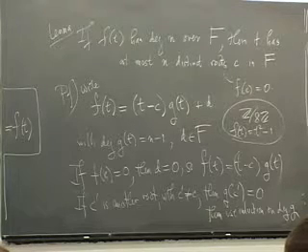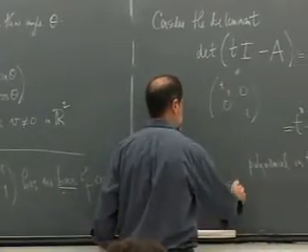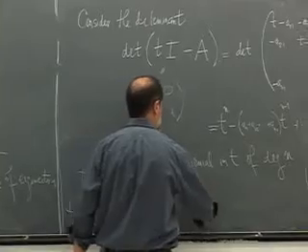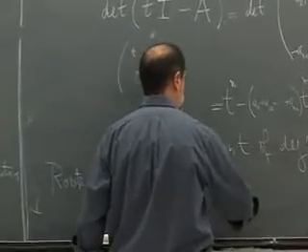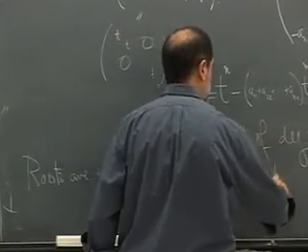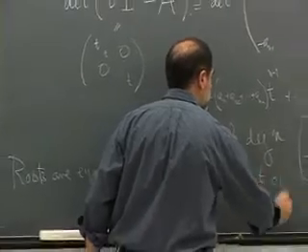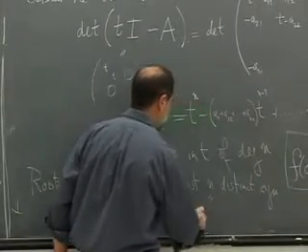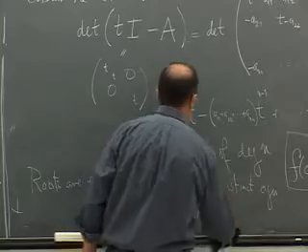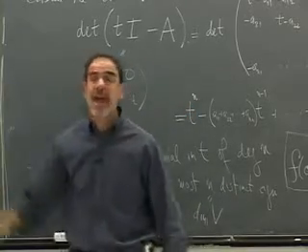Roots are eigenvalues. So there are at most n distinct eigenvalues, where n is the dimension of V. Now let's take a look at these cases and see what happens.